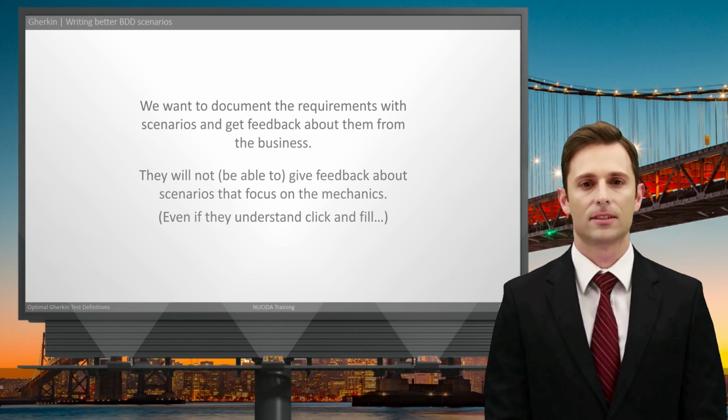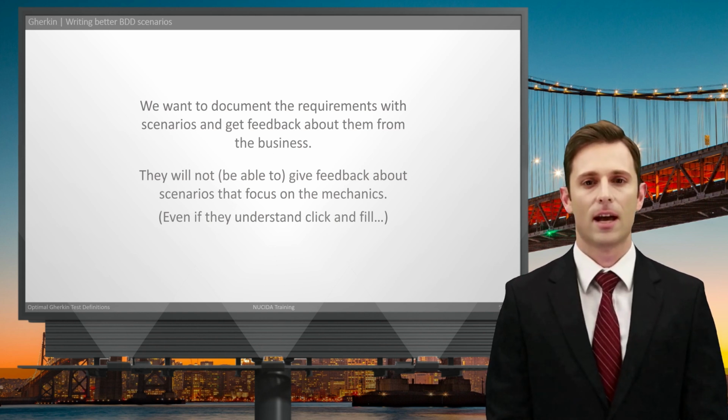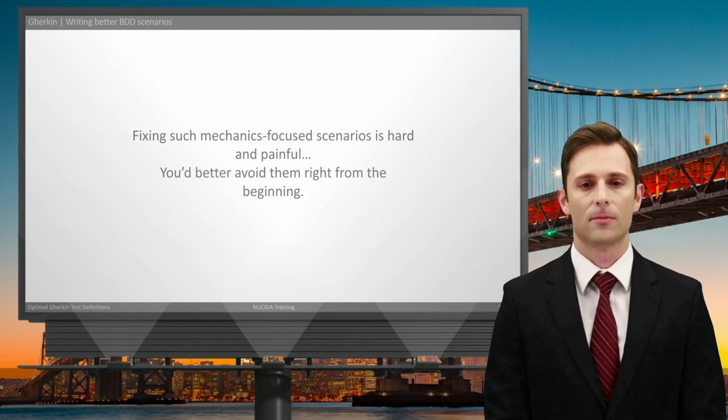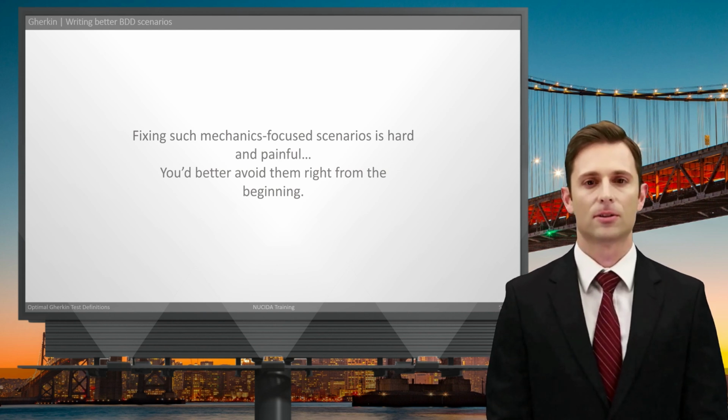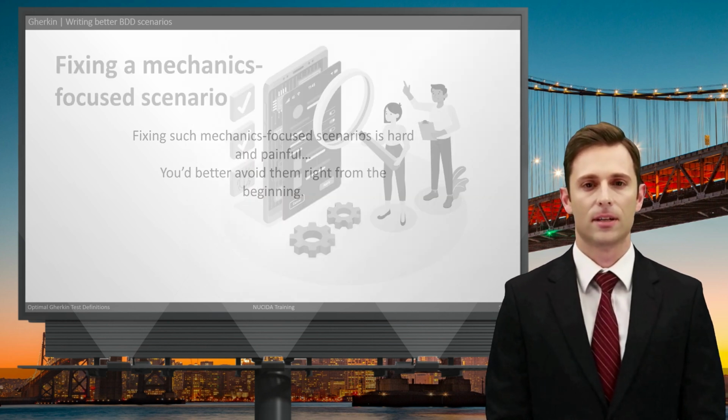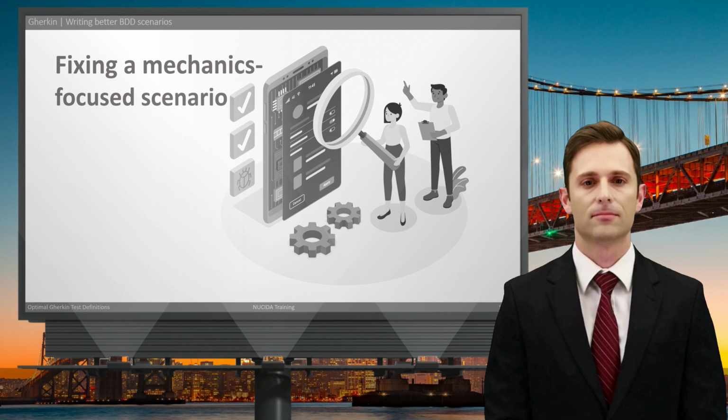So be careful about that and try not to fall into this trap. If you have fallen into this trap, then we need to fix things. Unfortunately, fixing such scenarios is not that easy. It's a painfully hard job because you must reverse engineer what the actual scenario wanted to do and turn it back into that. Just try to find the meaning of that. Thus, it's better to avoid that right from the beginning. But if you already have such a bad scenario, we have no better option than trying to fix it, and this is what I would do with this example of trying to fix this mechanics-focused scenario.